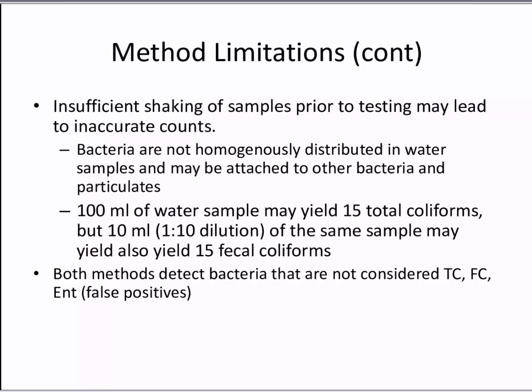And then both methods, this is important to know, will detect bacteria that are not considered total coliforms, fecal coliforms, and Enterococci. So, in other words, you can get false positives using both methods. We know that using IDEXX Colilert, you can detect Vibrio species, which are not total coliforms, and with Enterococci, we can detect many closely related bacteria that are not Enterococci.